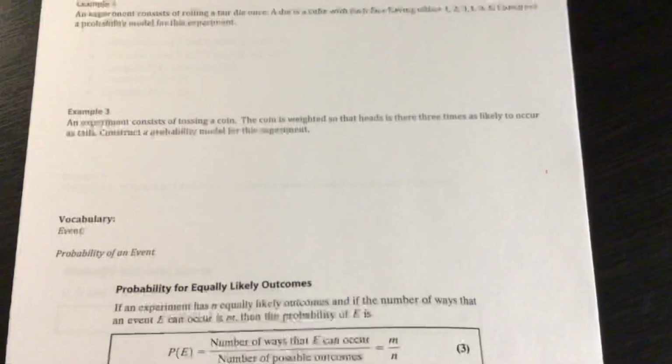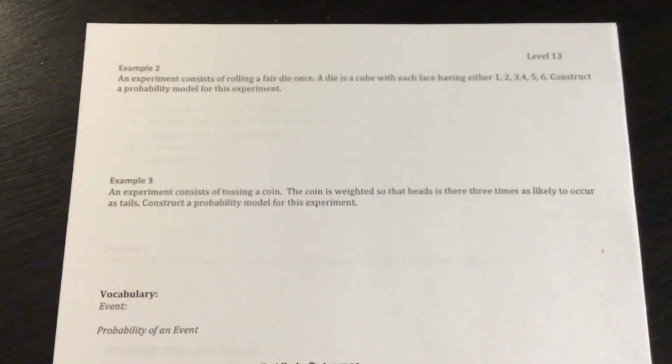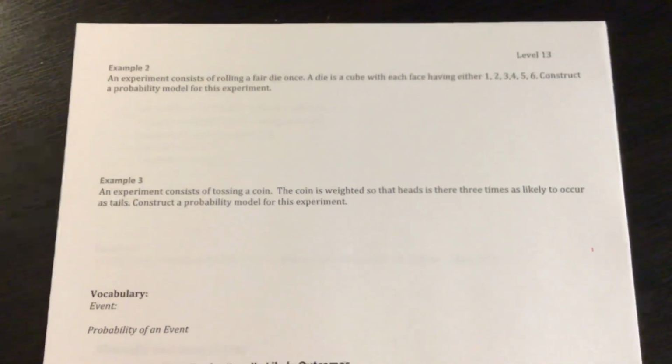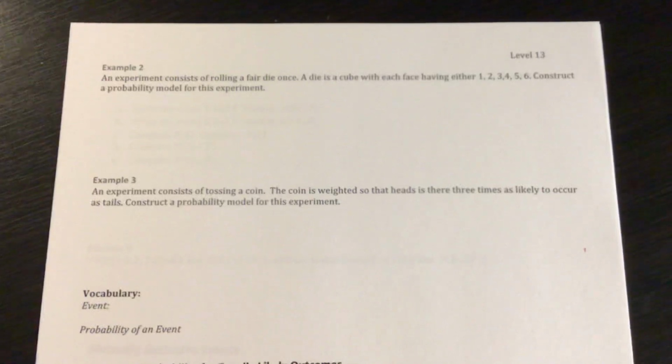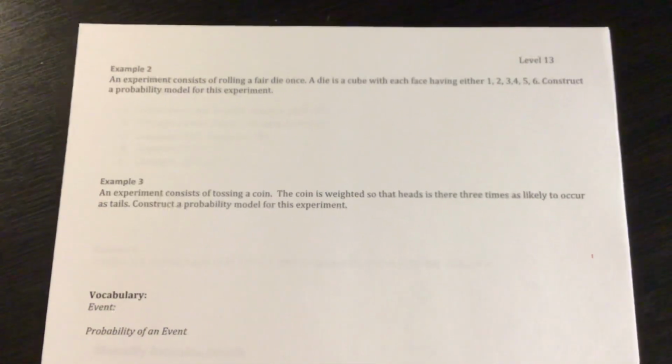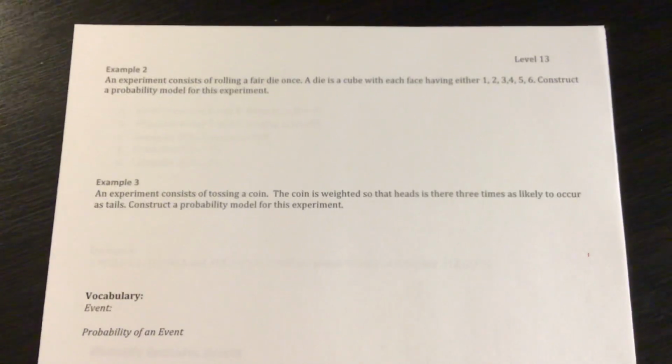So in the next example, it says an experiment consists of rolling a fair die 1 time. A die is a cube, with each face having either a 1, 2, 3, 4, 5, or 6, and they ask us to construct a probability model for this experiment.